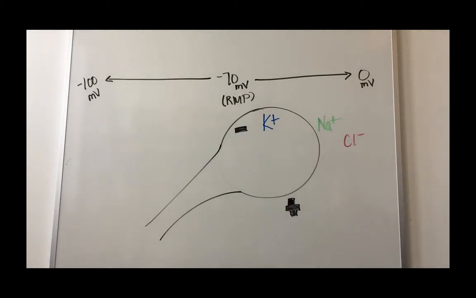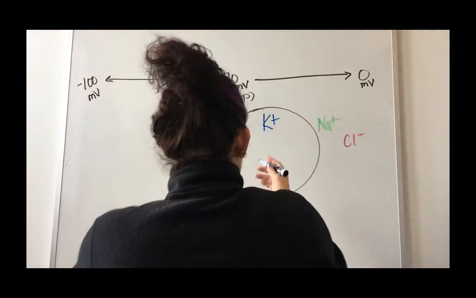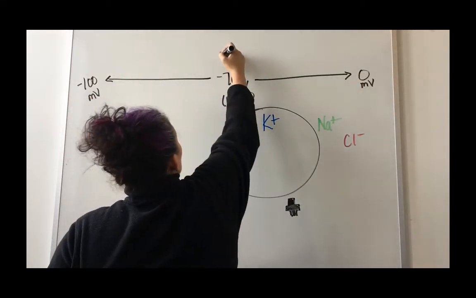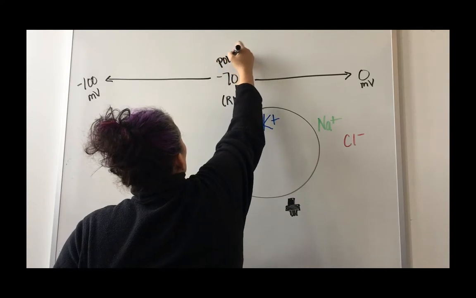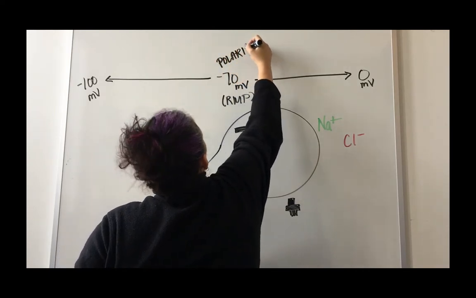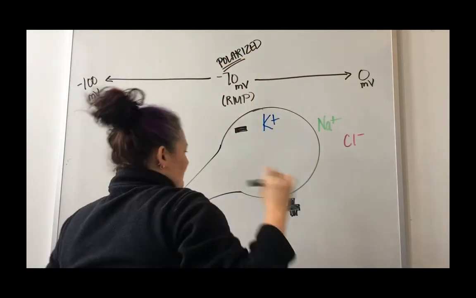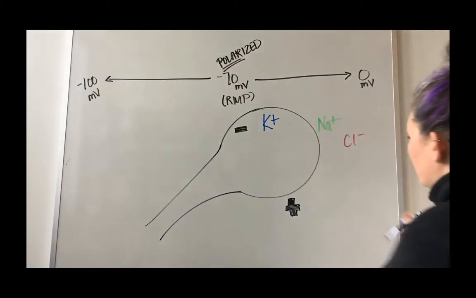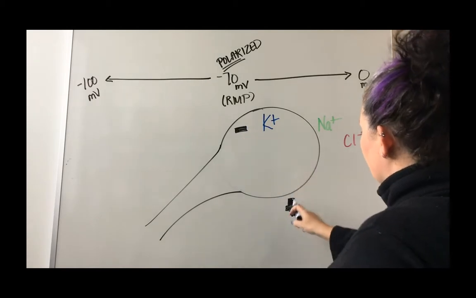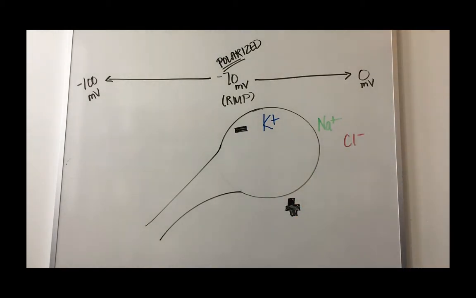So when we think about resting membrane potential, we say because there's a difference that the cell is polarized at this point. Remember that the word polar means different from one side to another, and when we talk about the difference between the negative and the positive in terms of the charge, we have a difference. The cell is polarized at resting membrane potential.